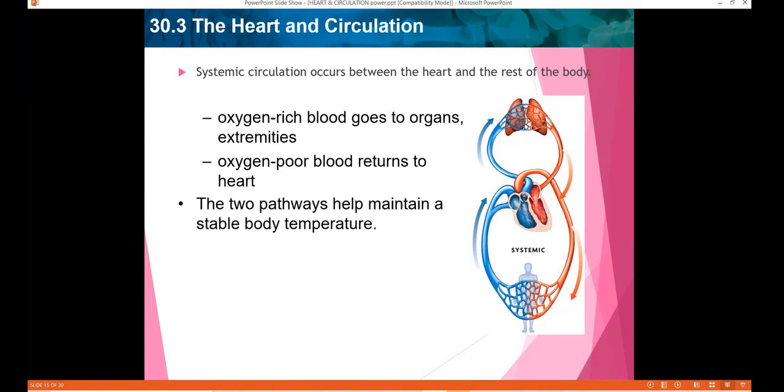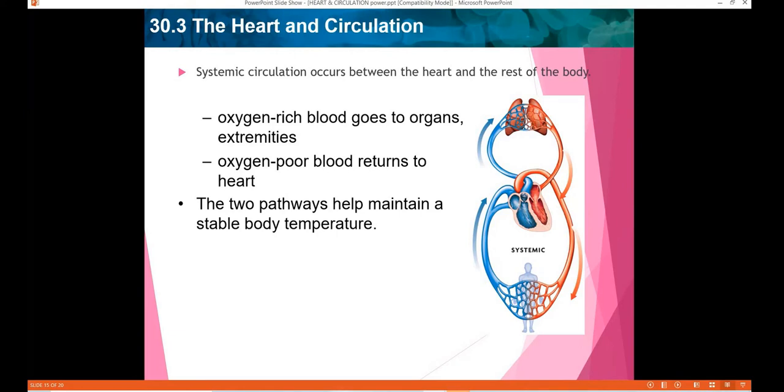To help maintain a stable body. Yeah, that is true. The entire circulation helps to maintain homeostasis and a stable body temperature. But the answer to this question is that having 2 separate pathways prevents the oxygen poor blood of the pulmonary system from mixing with the oxygen rich blood of the systemic system. So in order to prevent the mixing of oxygen rich and poor blood, the heart takes 2 pathways, the pulmonary and the systemic pathway.